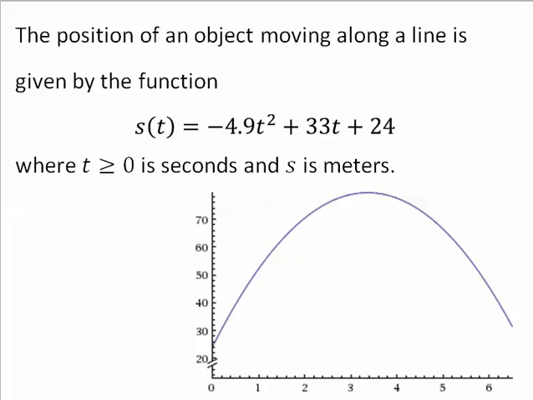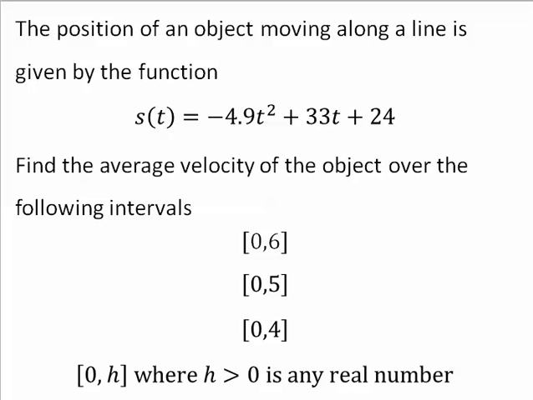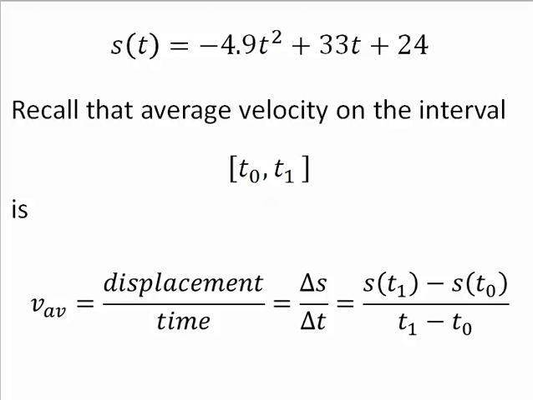The position of an object moving along a line is given by this function, where t is seconds and s is meters. We are asked to find the average velocity of the object over different intervals: 0 to 6, 0 to 5, 0 to 4, and 0 to h. Recall that average velocity is just displacement over time. We're going to need to come up with a formula in order to find the average velocity for our different time intervals.